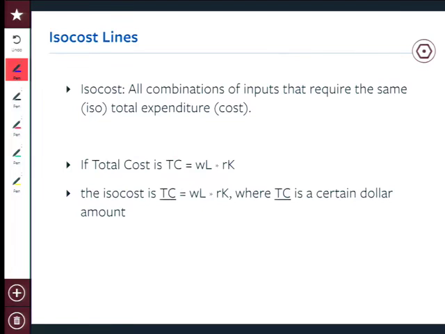So we're going to have a price of labor, which is our hourly wage. We're going to have a price of capital, which is our rental rate. And there is a major mistake on this slide. That's a plus, not a star. So it's all combinations of inputs that require the same total expenditure or cost.